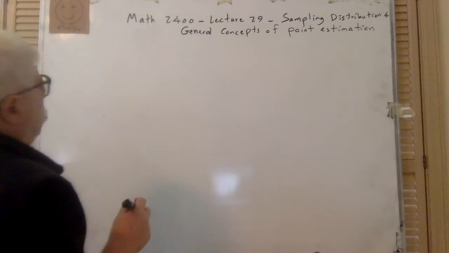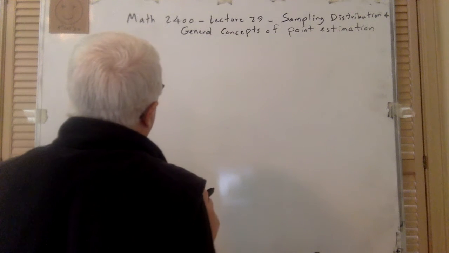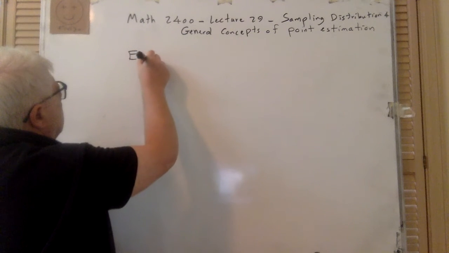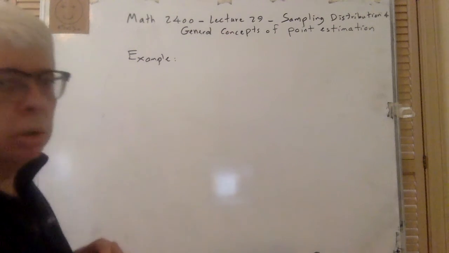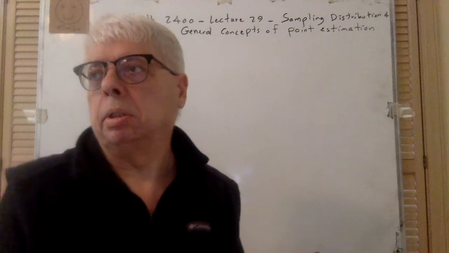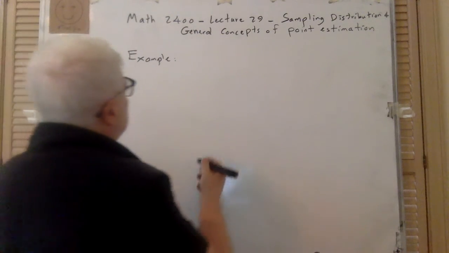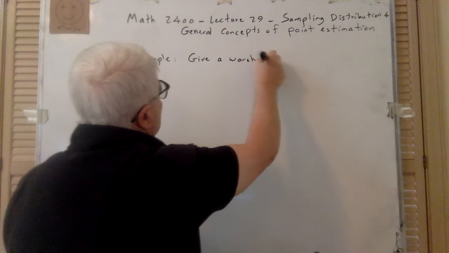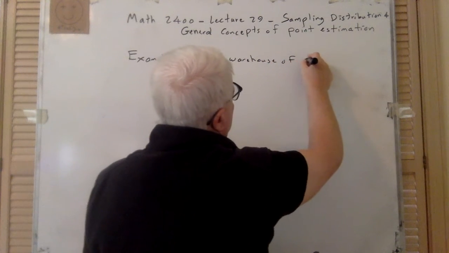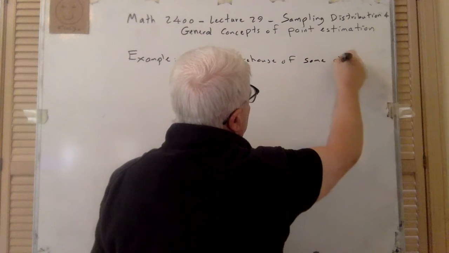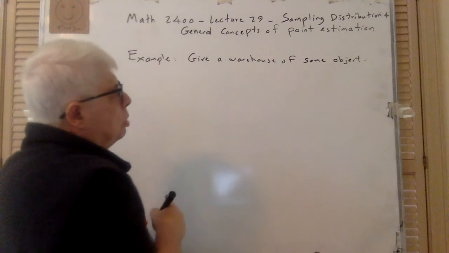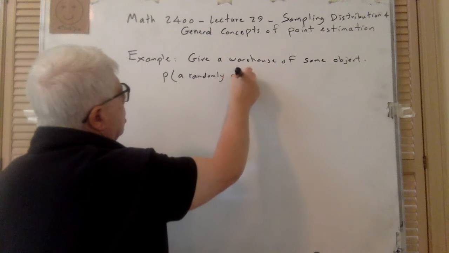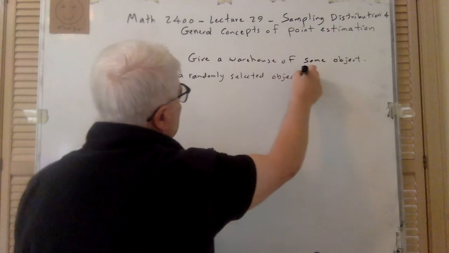Let me give you some examples here. The first example might be a simple example. Say you are given a population of a certain object, say some mechanical object, in some warehouse. And we want to see what is the probability that a randomly selected object is defective.